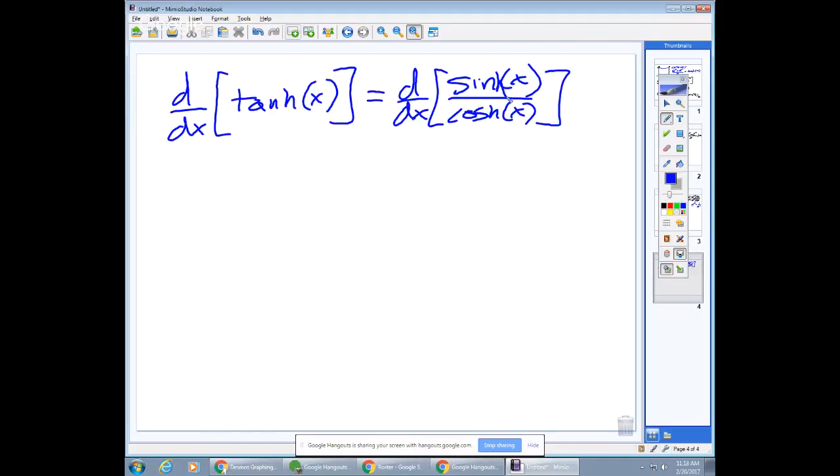Okay. So we're going to have to use the quotient rule here. The quotient rule says take the derivative of the first function, the top function, right? So the derivative of the hyperbolic sine is the hyperbolic cosine, times the bottom function, cosh. And then it says minus the derivative of the bottom function, which is the sinh, times the top function.